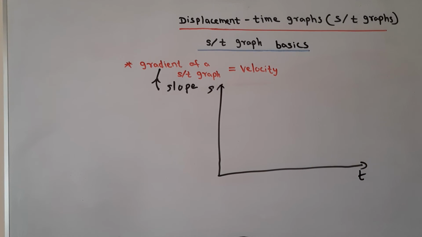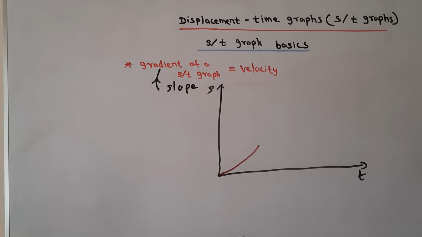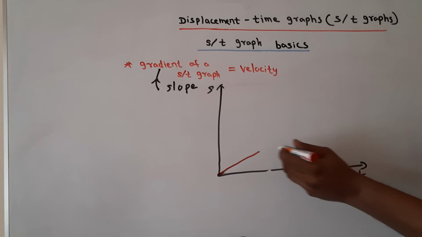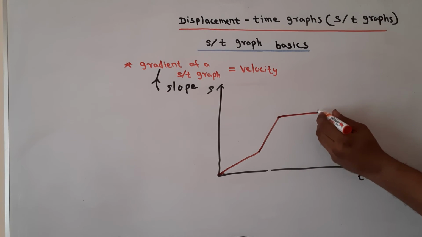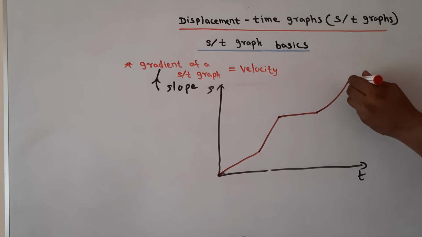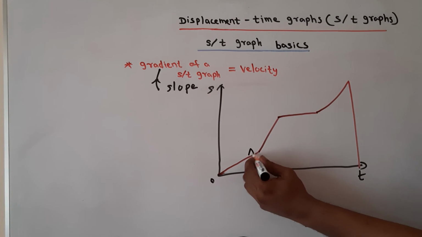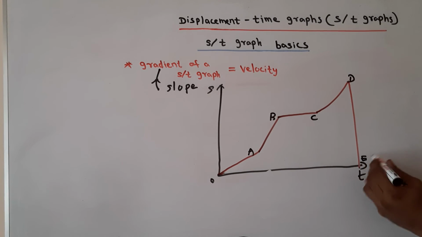This is another ST graph. Initially, sorry, it's like this, then a steeper line, then again a flat line, then it's like this, then a straight line back. Shall we label this O, A, B, C, D, E? O to A, what kind of motion is this?